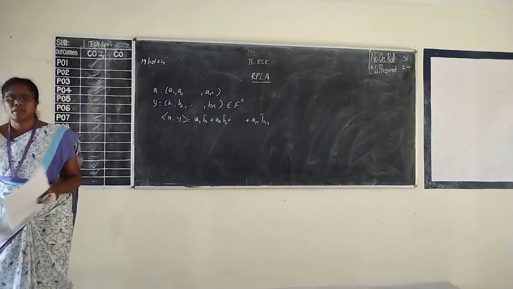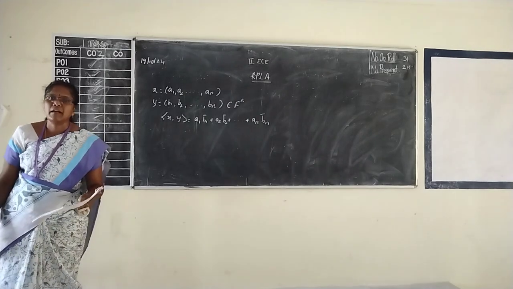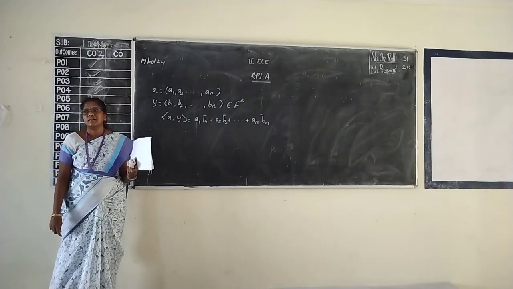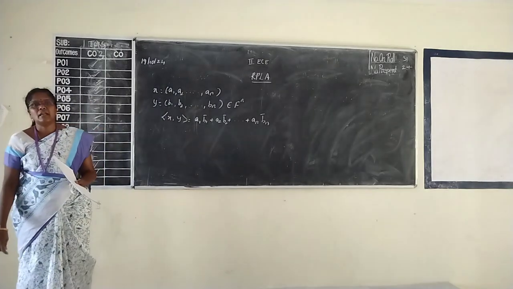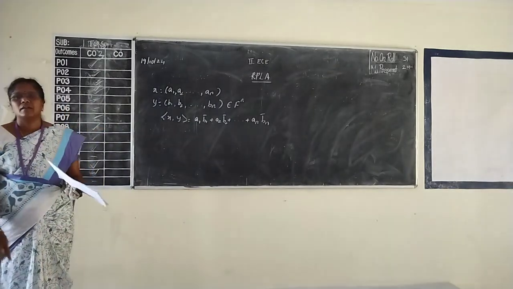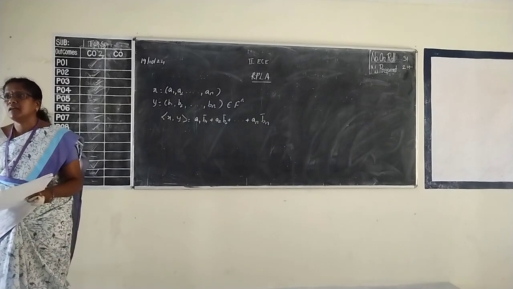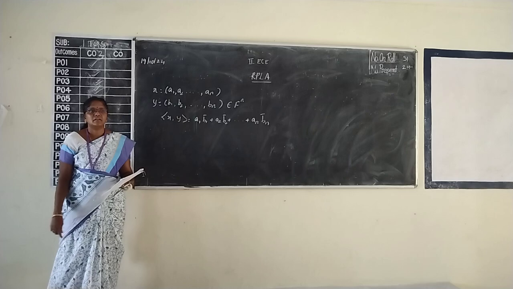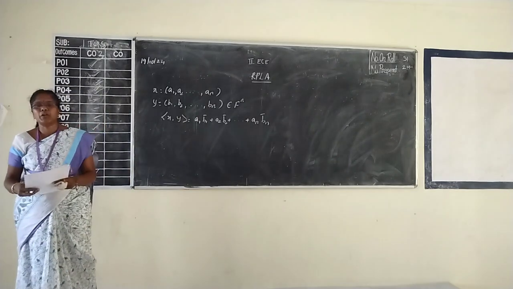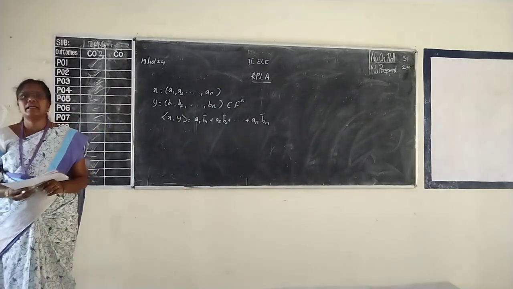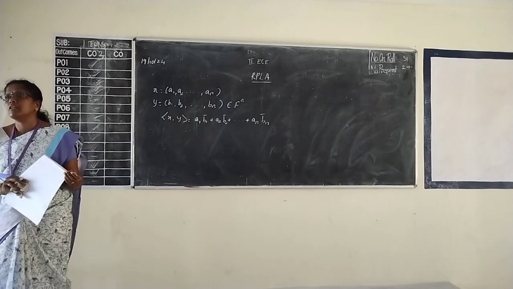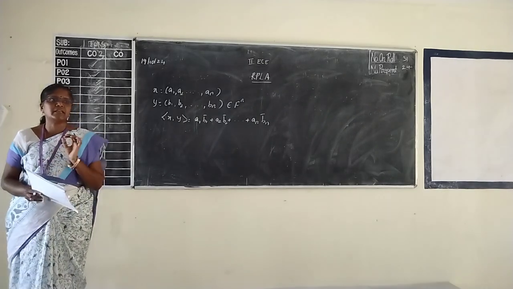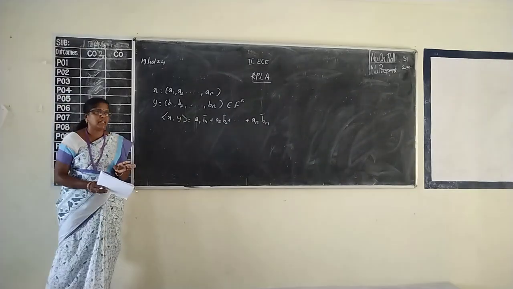Verify F power n is an inner product space. So what are you verifying here? Whether it is an inner product space or not. How many conditions are you verifying? 4. If all those 4 conditions are satisfied, then it is an inner product space. Otherwise, it is not an inner product space.